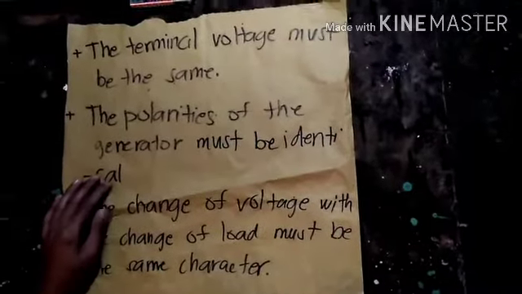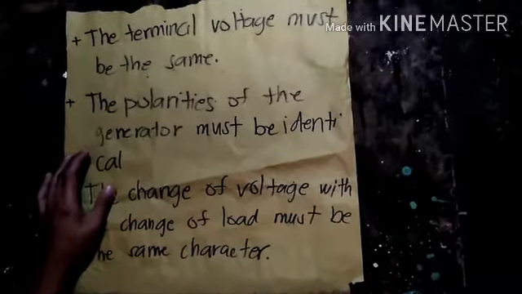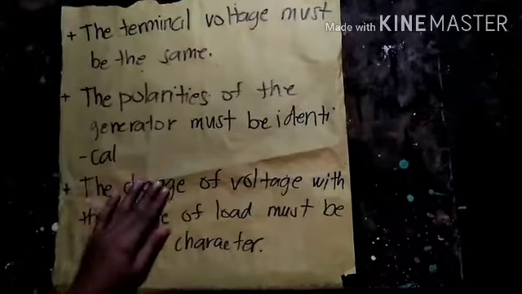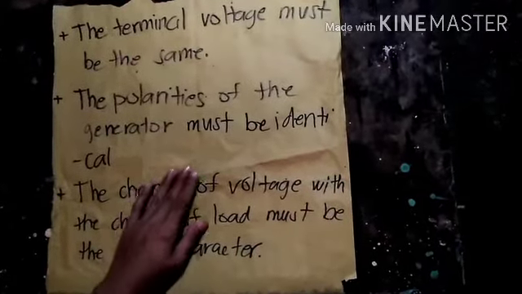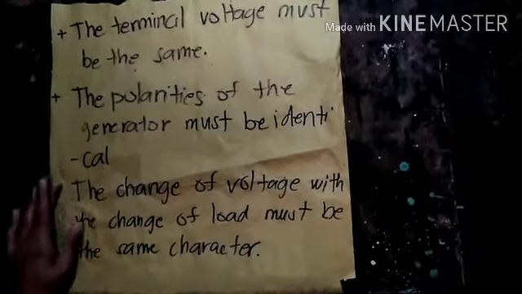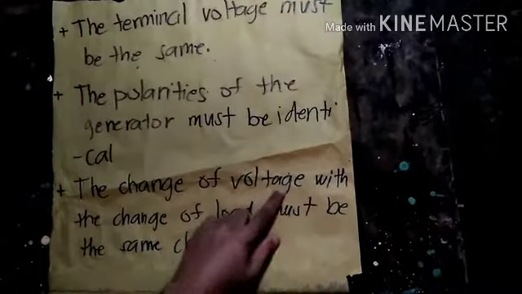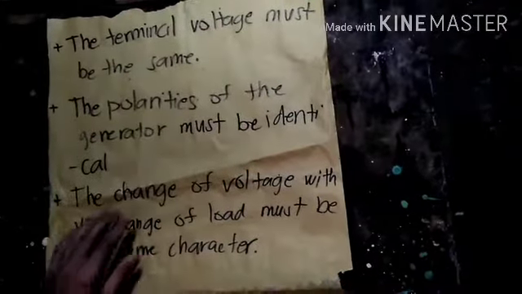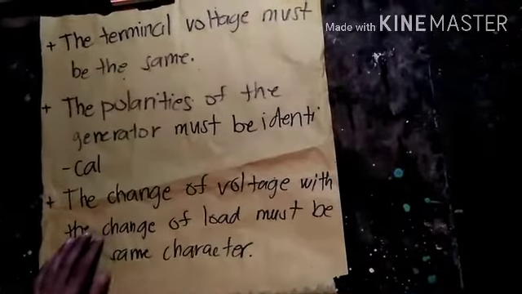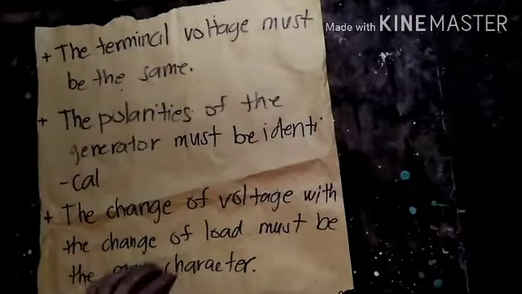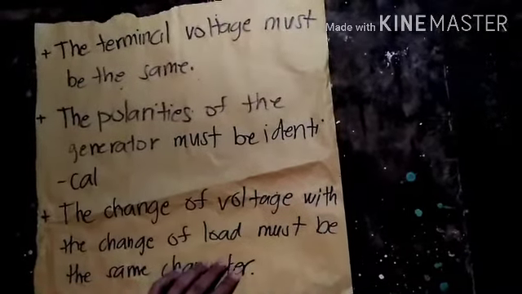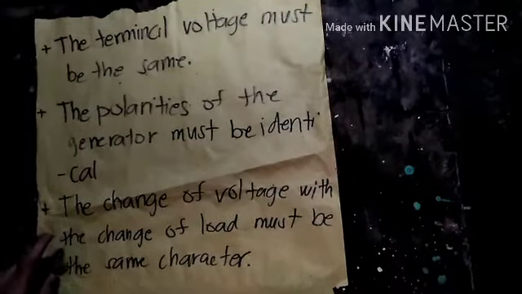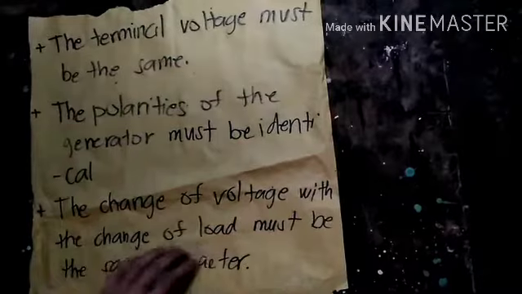So we must check first if the polarities of the generator are identical. The last is the change of voltage with the change of load must be of the same character. So before you change the voltage, you must change also the load because you need to have the same character for the load and the voltages.